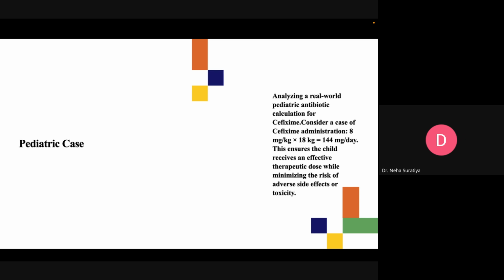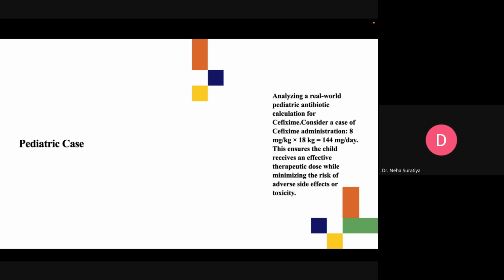Okay, the drug here, analyzing a real world pediatric antibiotic calculation for cefixime. Drug is cefixime. Dose is 8 mg per kg per day. I'm again repeating, cefixime administration 8 mg per kg per day. And the child's weight is 18 kg. How will you do it?